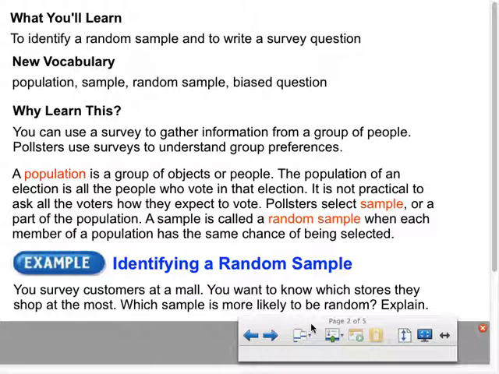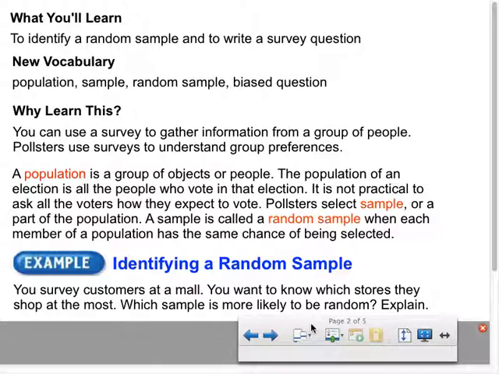All right. What you'll learn: to identify a random sample and to write a survey question. New vocabulary: population, sample, random sample, bias question. Why learn this? You can use a survey to gather information from a group of people. Pollsters use surveys to understand group preferences. A pollster is somebody who is conducting a survey and asking questions of people.